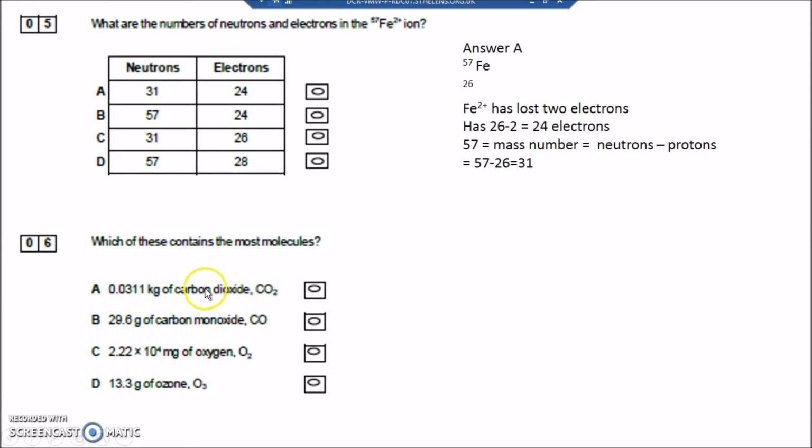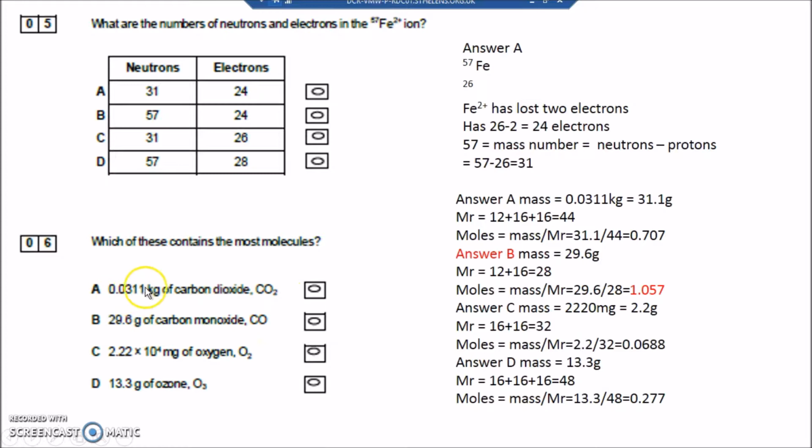So I'm going to work out the number of moles of each. Moles is mass divided by Mr. I've got to get the masses into grams first of all. So let's have a look at A. 0.311 kilograms. Well, to convert kilograms into grams, a large unit into a smaller one, I'm multiplying by 1,000, so that's 311 grams. The Mr of CO2 is 12 add 2 16s, which is 44. Number of moles is mass, 311 divided by 44, 7.07.